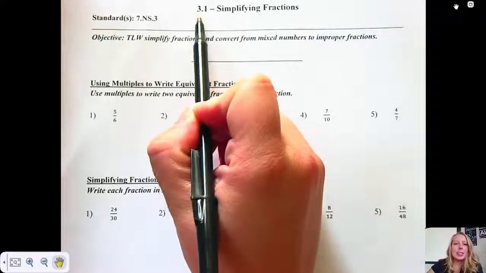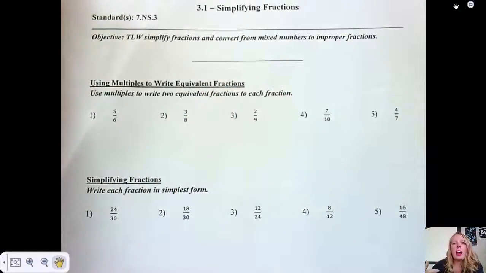Chapter 3, Concept 1 is all about simplifying fractions. And I know you guys are going to be rock stars at this lesson because 7th graders are always awesome at fractions. So I'm really excited for us to get going on our new chapter.